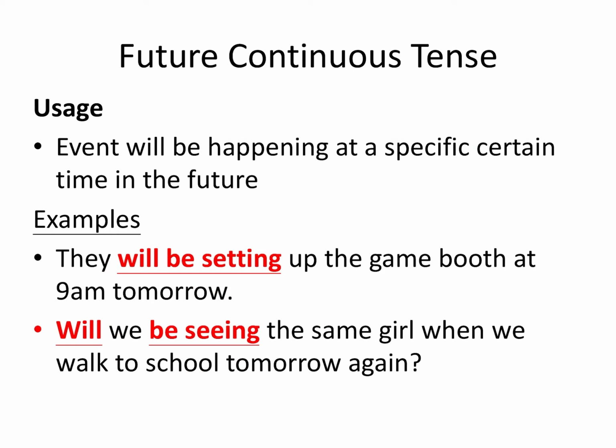We want to stress that the action is happening now, while we use past continuous tense to emphasize that the action was undergoing at a specific time in the past. So the same logic applies to future continuous tense when we want to stress that an action will be going on at a specific time in the future, which you can see from the highlighted words in the examples.